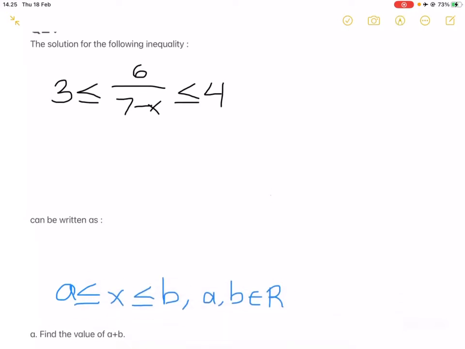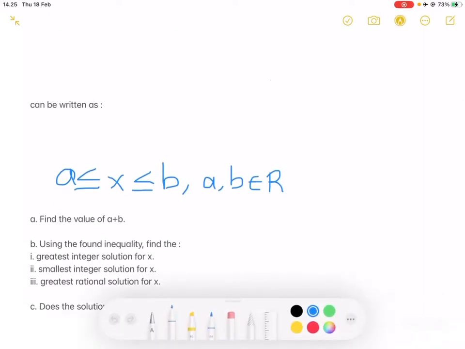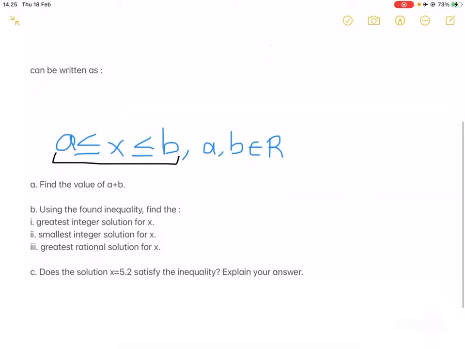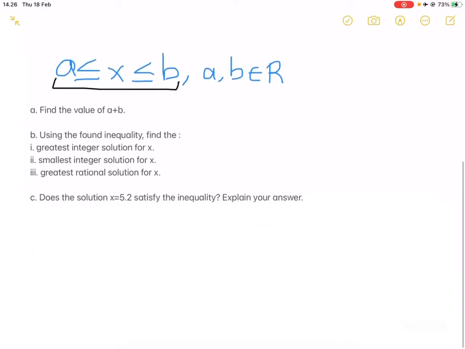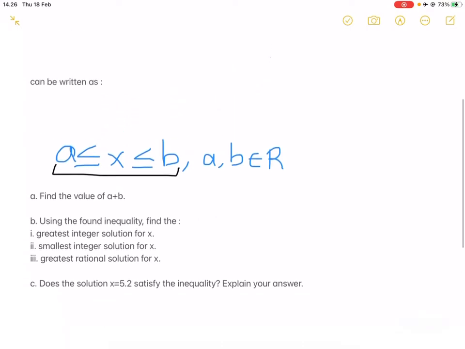It says the solution for this inequality can be written as this expression: a is less than or equal to x, and x is less than or equal to b, where a and b are real numbers. First we need to find the value of a plus b, and then next we need to find the greatest integer solution for x, the smallest integer solution for x, and the greatest rational solution for x. And then finally we need to find if x equal to 5.2 satisfies this inequality.